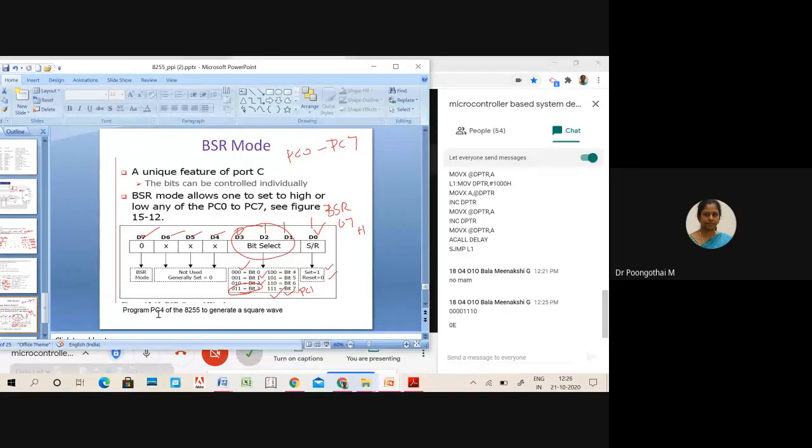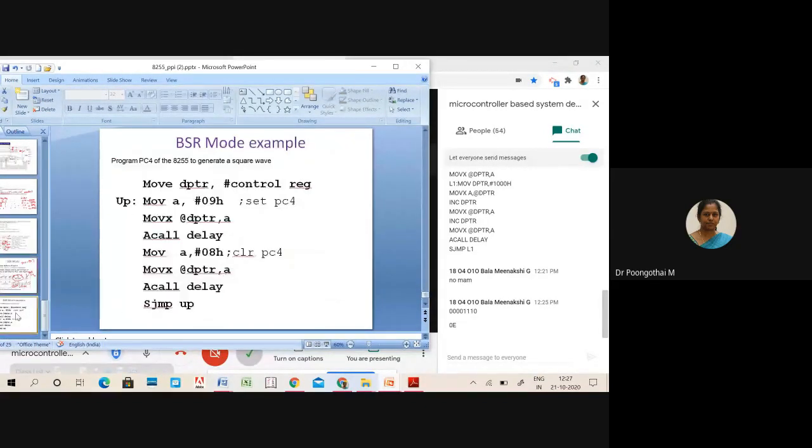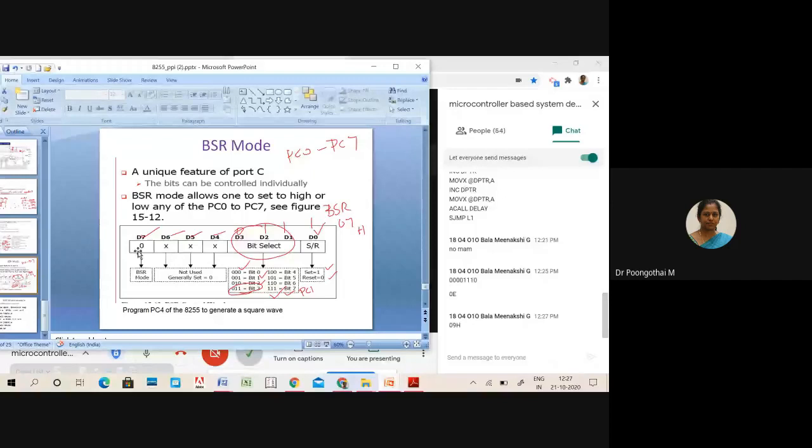You have to select PC4 in the BSR register. What is the control word? PC4 means 100, so the MSB bits are 0 here: 0, 0, 0, 0, 1, 0, 0, 1. We are going to set this bit, so the last bit is 1. So the answer is 09.